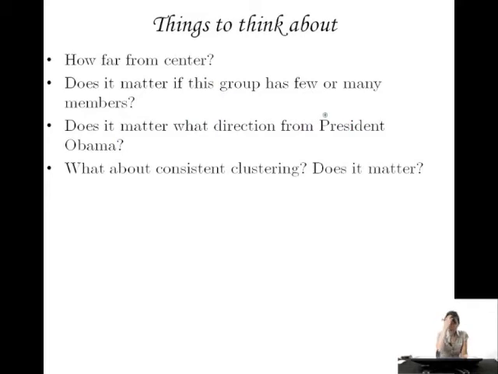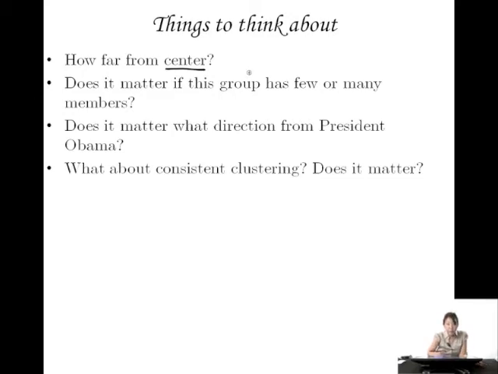So there are some things to think about. Should we be measuring how far they are from the center or how far they are from each other, right? So center is going to be an important concept in variability. So should we measure it from the median, the mode, the mean, right? Does it matter if this group has few or many members? Should that be taken into account? Does it matter what direction away from the president or from that center point, if it's to the right or to the left, up or down, right? And what about consistent clustering? Should that matter, right? So those are some things to think about when we think about a measure of variability.